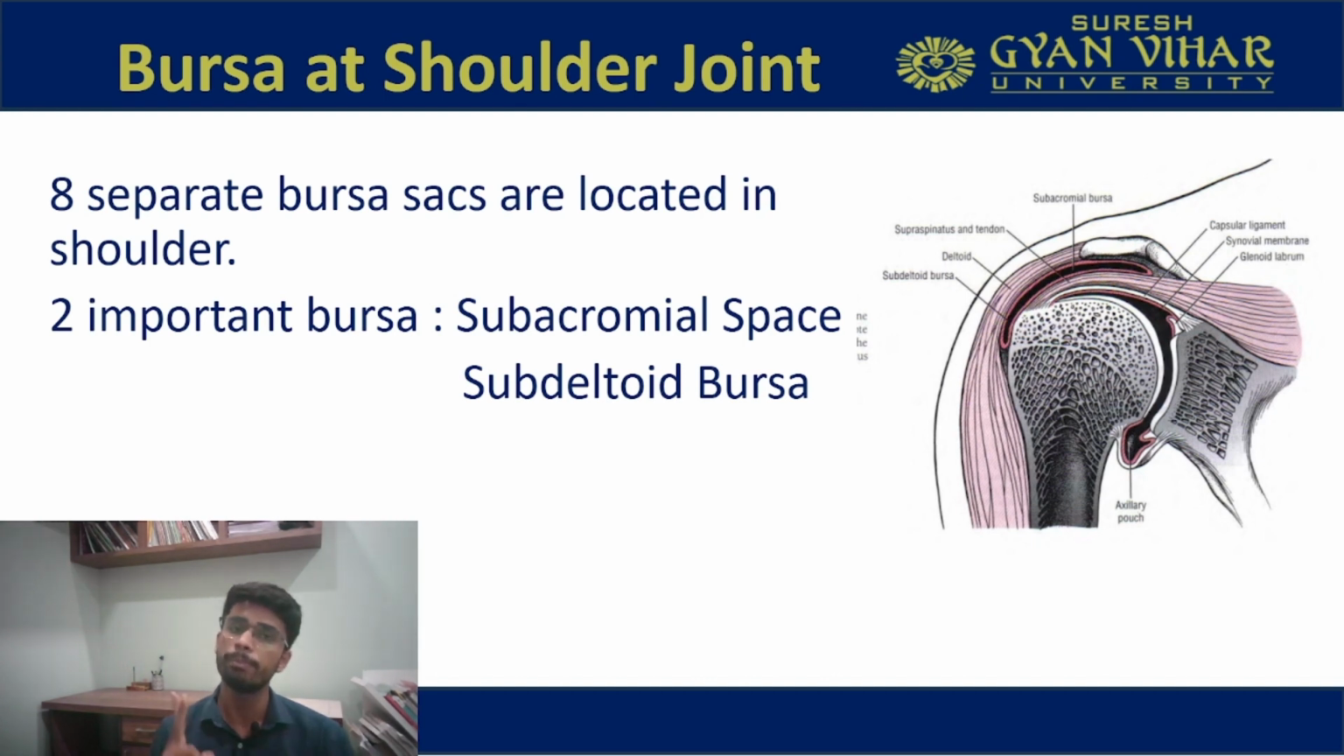And there are 2 important bursa. First is your subacromial bursa and the subdeltoid bursa. The bursa that you can see over here is the subacromial bursa, and this bursa is the subdeltoid bursa, which is present beneath the deltoid muscle, and it is present beneath this acromion process. Subdeltoid bursa is nothing but the extension of the subacromial bursa in the posterior direction.